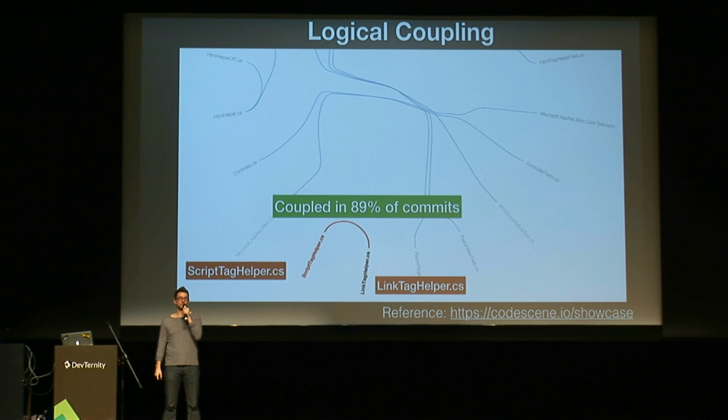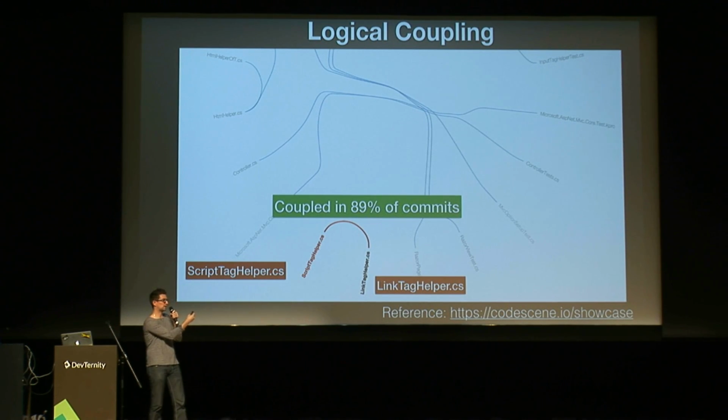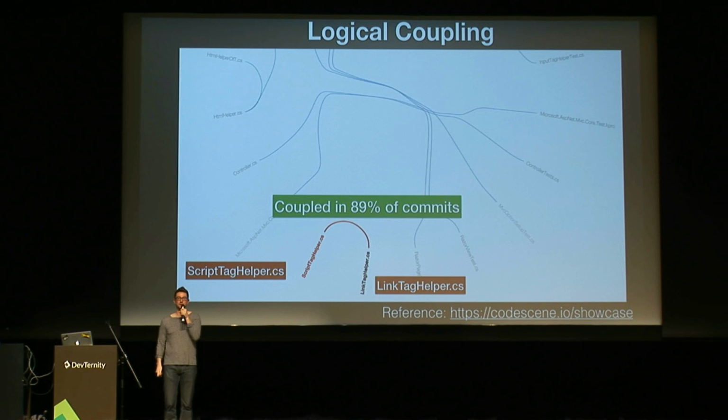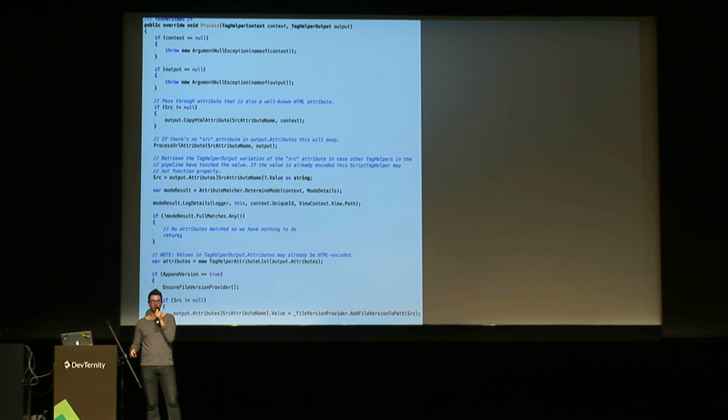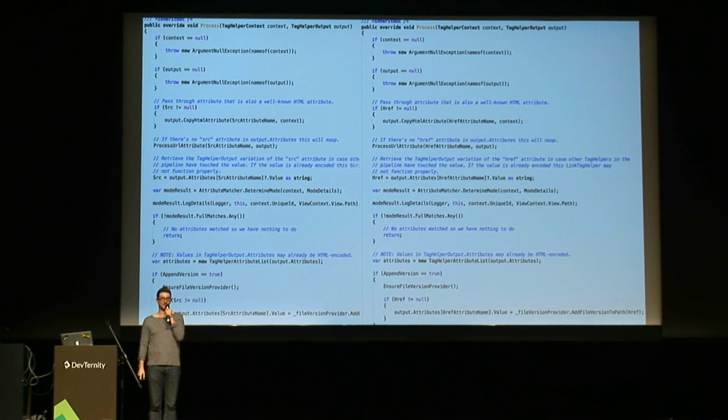But today, I'm going to do it a little bit different. I'm going to delegate that responsibility to you. So what will happen now is that I will show you a copy of the script tag helper next to a link tag helper. And your task is to see if you can spot some kind of subtle patterns between them. Ready? All right, let's go. Script tag helper, link tag helper. Do you see some kind of subtle pattern?